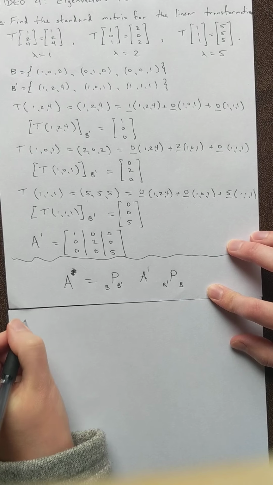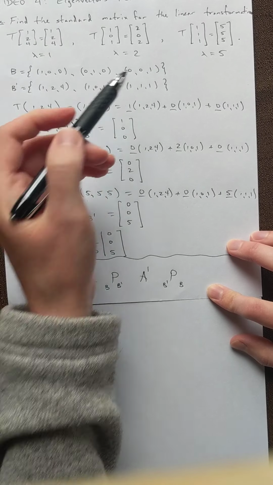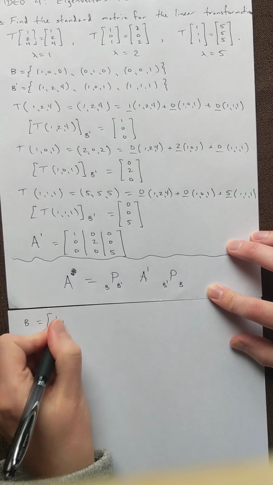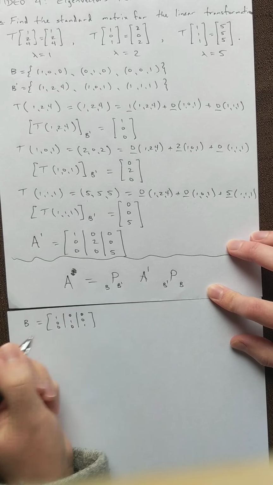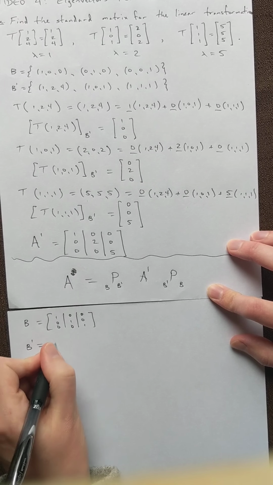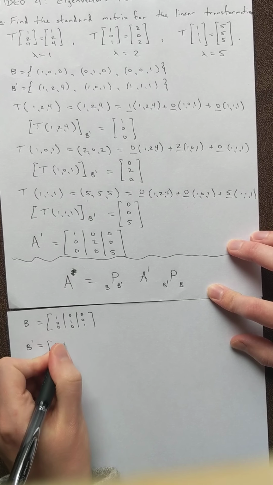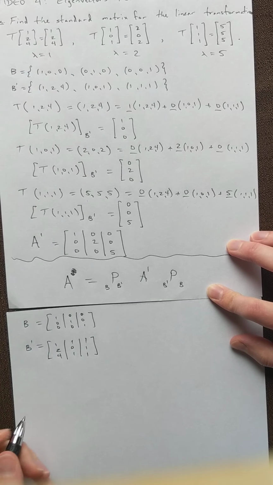So let's try that. The matrix for B, just writing the vectors of B as columns, would be 1, 0, 0, 0, 1, 0, 0, 0, 1. The matrix for B prime would be 1, 2, 4, 1, 0, 1, and 1, 1, 1. Okay.